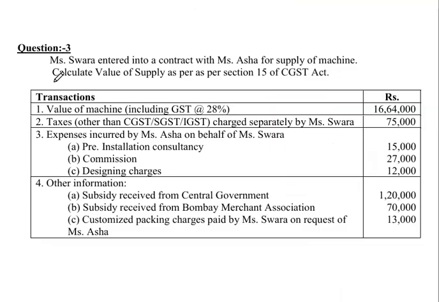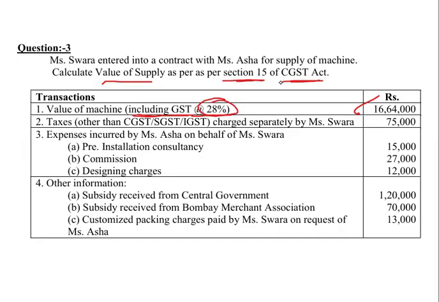Question number 3. Mr. Swara entered into a contract with Miss Asha for supply of machines. Okay, you need to calculate the value of supply as per section 15 of the CGST Act. Okay, transactions are given, value of machine including GST. Including GST is given, how much is it? 28,000. Remember that for calculating the value of supply, we have to exclude the GST amount. Okay, this 64,000 includes the GST amount also. How much is GST? 28%. That we have to exclude.